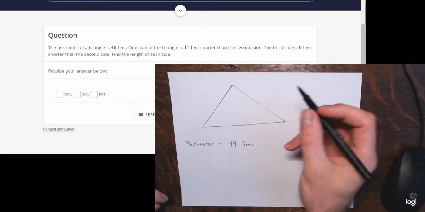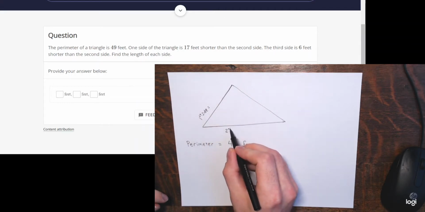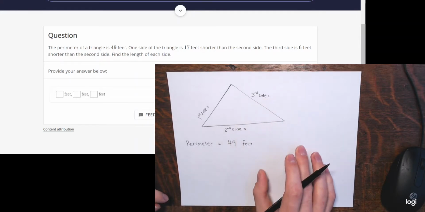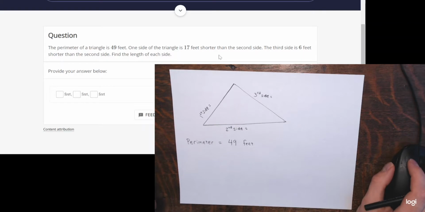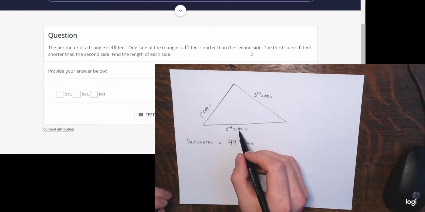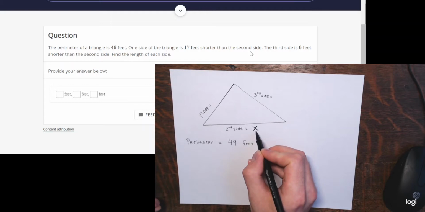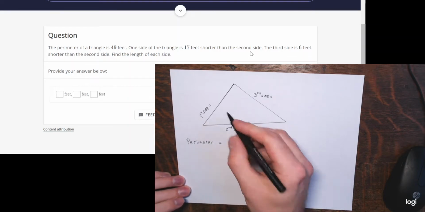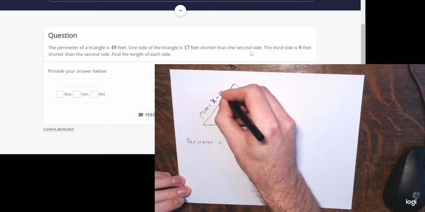Now let's say I call this the first side over here, the second side here, and the third side. They tell us that the first side of the triangle is 17 feet shorter than the second side. So say the second side is x feet long. It's just like any word problem. You have an unknown like the length of this second side and you name it something. I'm naming it x. And they say the first side is 17 feet shorter than the second side. So take the second side, x feet, and then subtract 17. And that'll be the length of the first side.